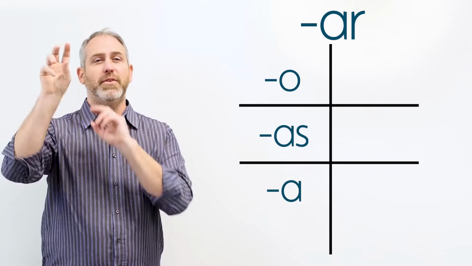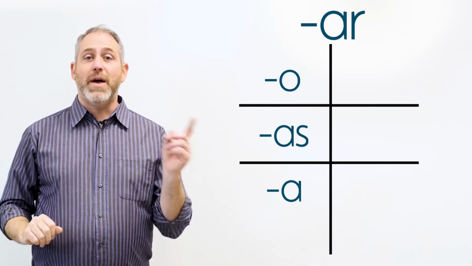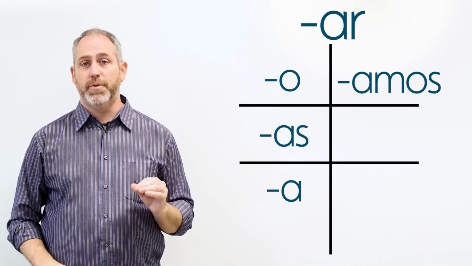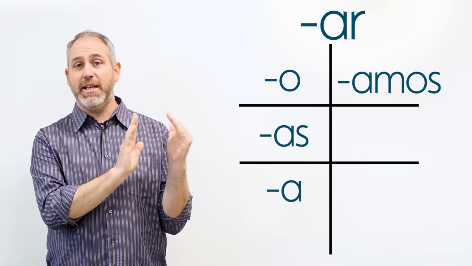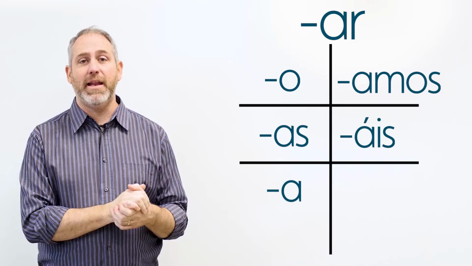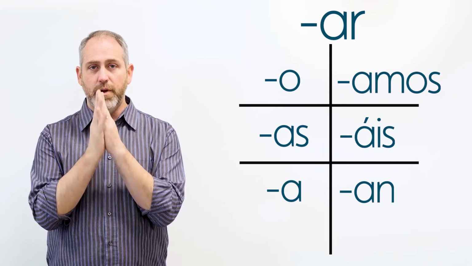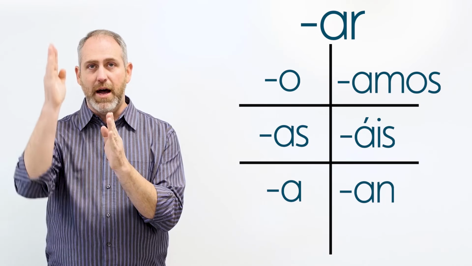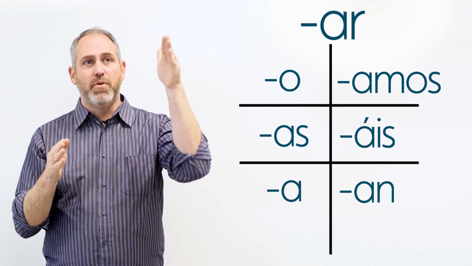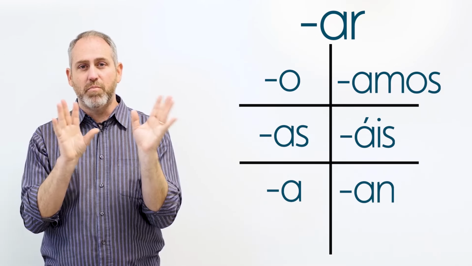So learn those endings. Let's go ahead and start imprinting that in our mind, left hand with O, as, A, okay? Go to the right side. The nosotros ending is amos. And the middle right vosotros ending is áis, okay? And then the bottom right is an. All right, let's just take a minute to go over those endings and try to put them in our mind. O, as, a, amos, áis, an. Again, o, as, a, amos, áis, an. Okay, now that doesn't take too long to learn. Just try to imprint that in your head.